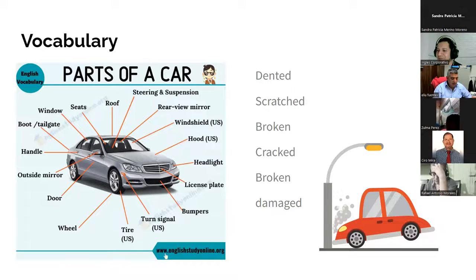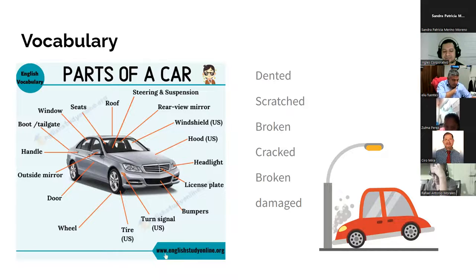Retrovisor. Okay, very good. What else? Engine. Hood. Capó. Hood. El capó, right? Very good. Hood. What else? Drill. What is the drill? Or the grill? El radiador del coche. Okay. The grill, right? Very good.